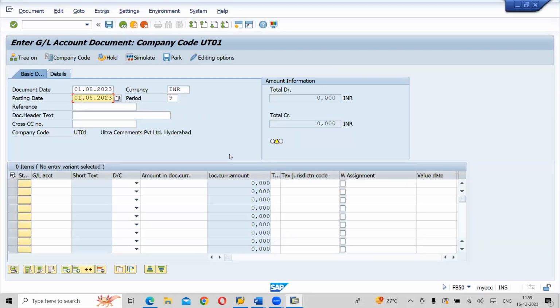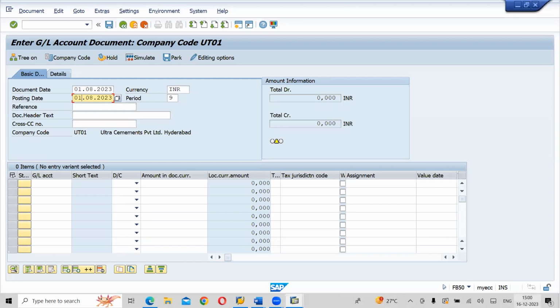And one more thing. Document date should not be greater than posting date. And posting date should not be greater than entry date.